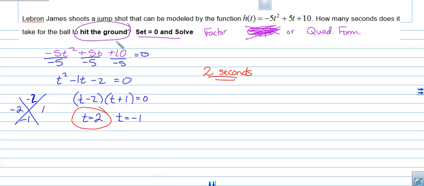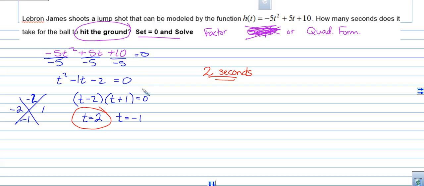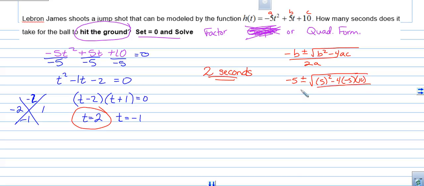Question number 15. What is the negative zeros? And actually, let's go back. I forgot to show you how to do it using the quadratic formula. So it would be negative b plus or minus the square root of b squared minus 4ac all over 2a. So this is my a, this is my b, and this is my c. So I've got a negative 5 plus or minus the square root of 5 squared minus 4 times negative 5 times 10 all over 2 times negative 5.